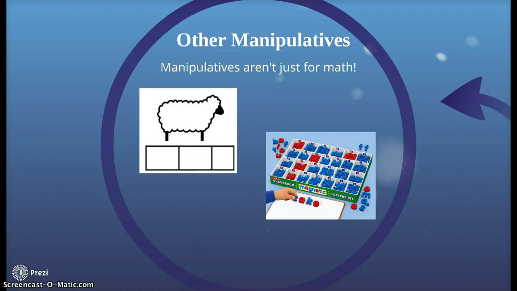Manipulatives are not just for math. Elkonin boxes are used to teach phonemic awareness by having students listen for sounds and words. There is one box for each sound or phoneme. Magnetic letters are used to manipulate letters, sounds, and words. They can help teach phonemic awareness, phonics skills, rhyming, and spelling. There are endless amounts of manipulatives available in all aspects of the curriculum.